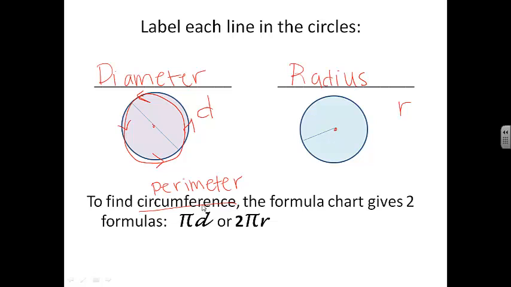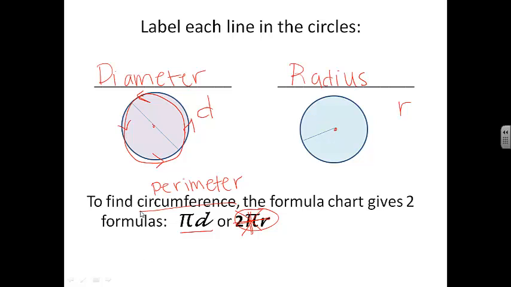Now, it gives you two formulas. It gives you pi d, and it gives you 2 times pi times r. I always tell my kiddos that this formula right here gets confusing with the area of a circle. So I want you to mark that out on your formula chart. Let's just use pi times d.